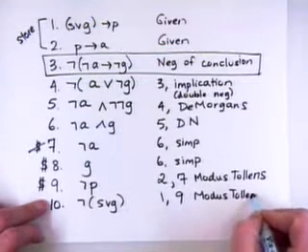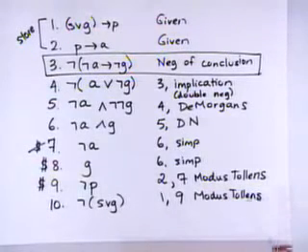And I apologize for these Latin names, but that's what they're called. Modus Tollens means that if you know the opposite of the conclusion of an implication, then you know the opposite of the hypothesis. In other words, if you didn't get wet, it didn't rain. That's Modus Tollens.